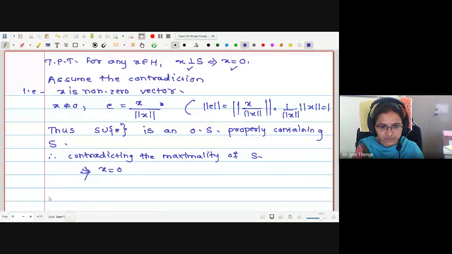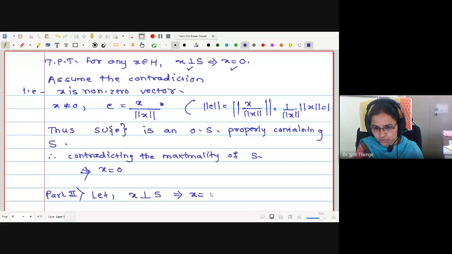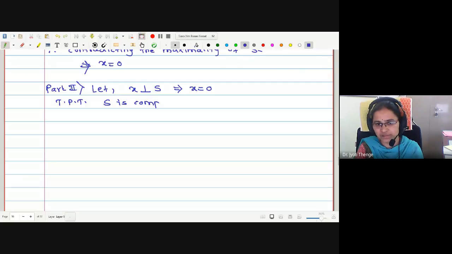Let us go for the reverse part. In the reverse part, what are we doing? We will assume that if any vector x is orthogonal to S, then it implies x is equal to 0, and we show that S is complete.